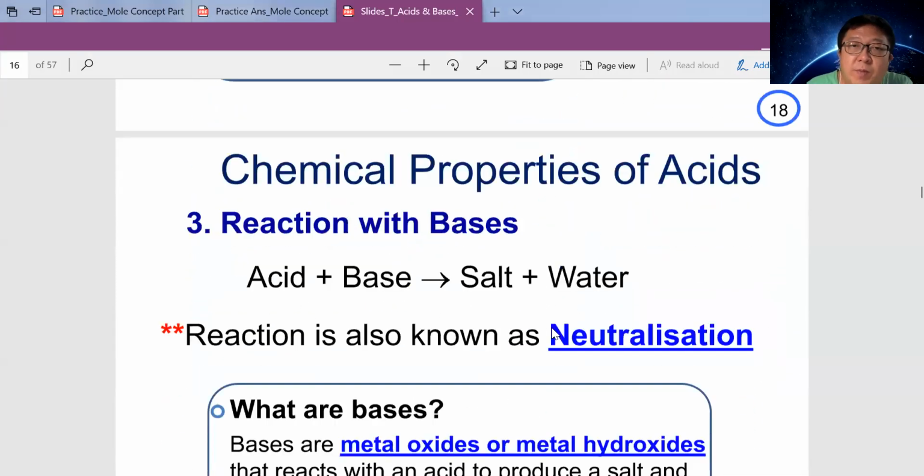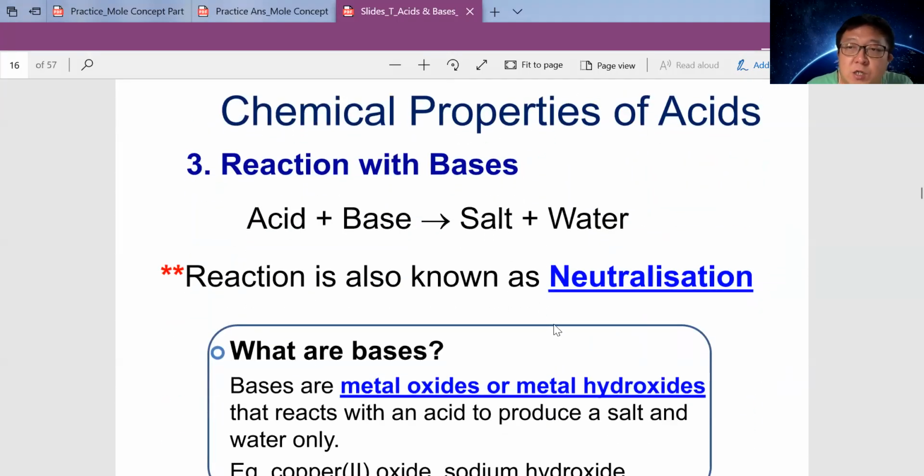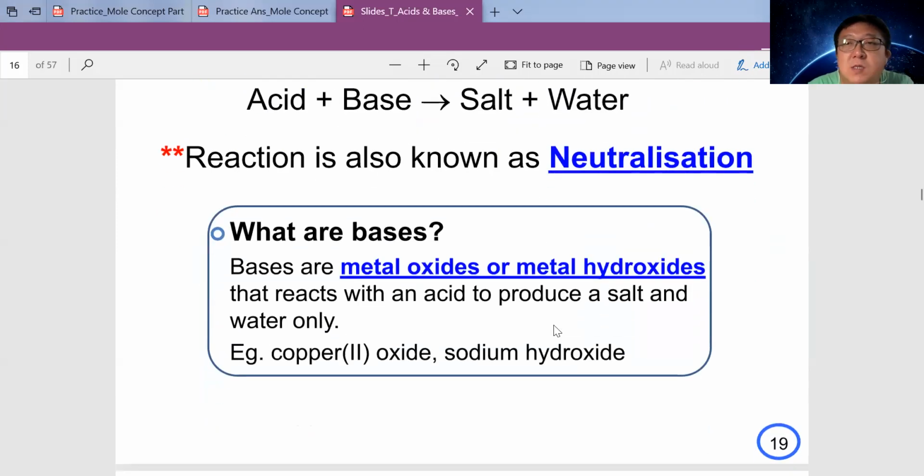All right, next one: bases, which is also known as neutralization. So what are bases? Bases are metal oxides or metal hydroxides that react with acid to form a salt and water only. Now let me clear a misconception that many students always have. The misconception is: does it mean that the oxides will definitely form the hydroxide?